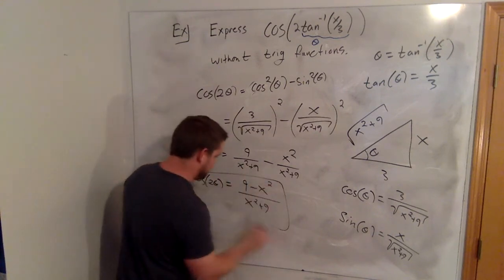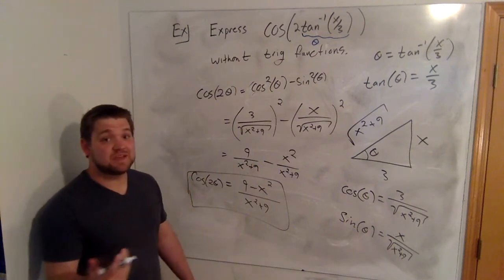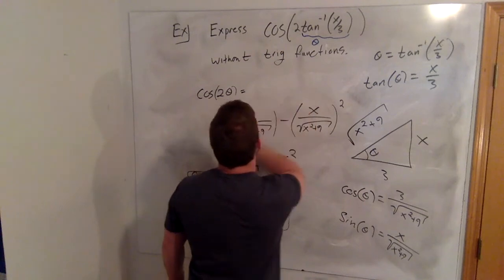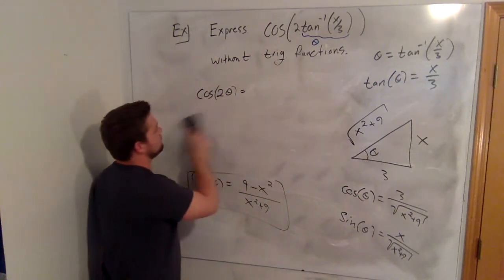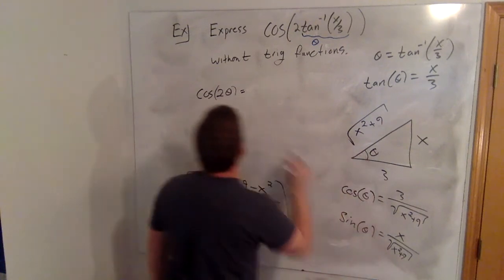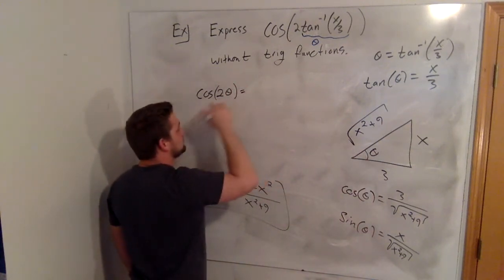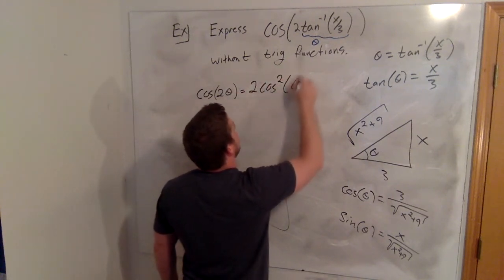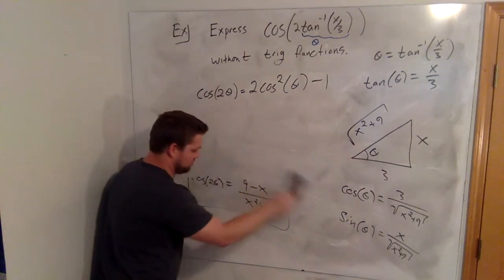You should get the identical answer if you used a different version of cosine of 2 theta. Maybe let's just do one for fun, to show we'll get the same thing if we use a different version of it. Let's use the one with cosine. How about 2 cosine squared of theta minus 1? It's another version of the formula.